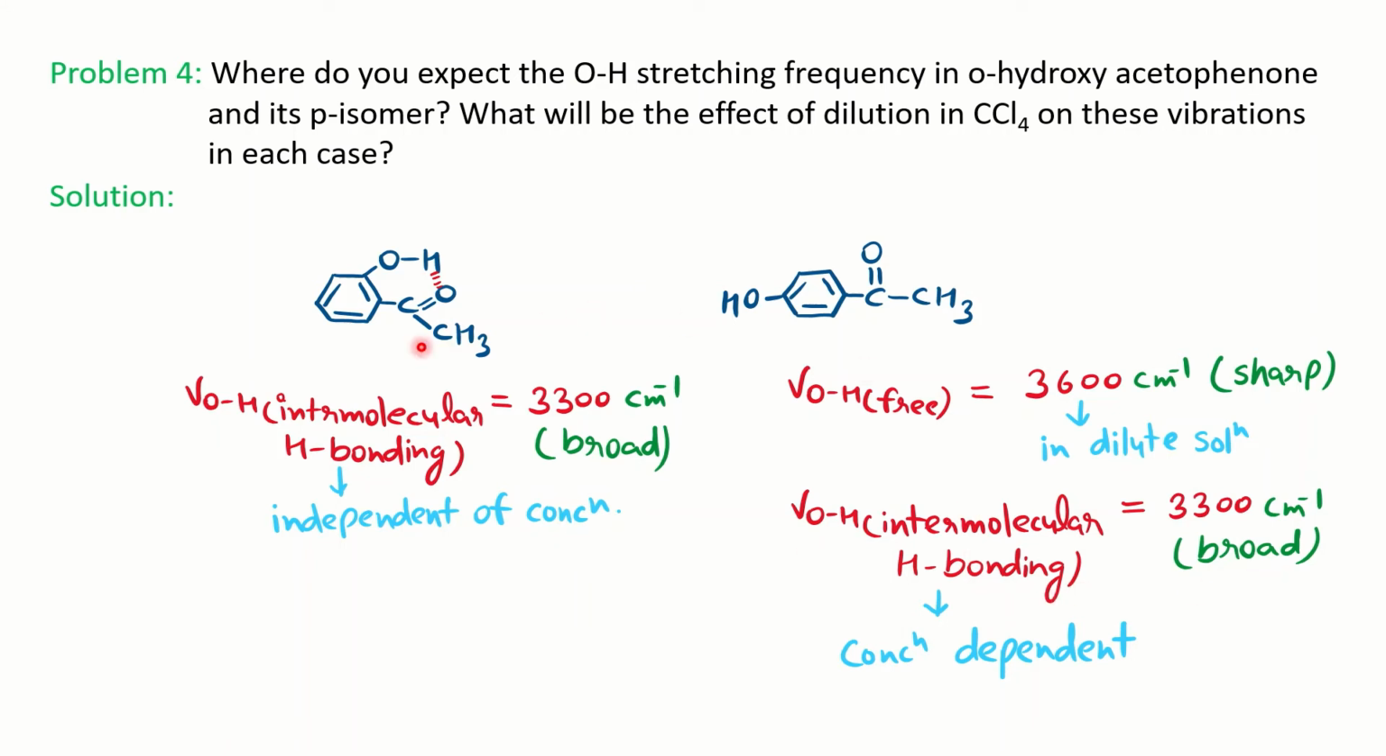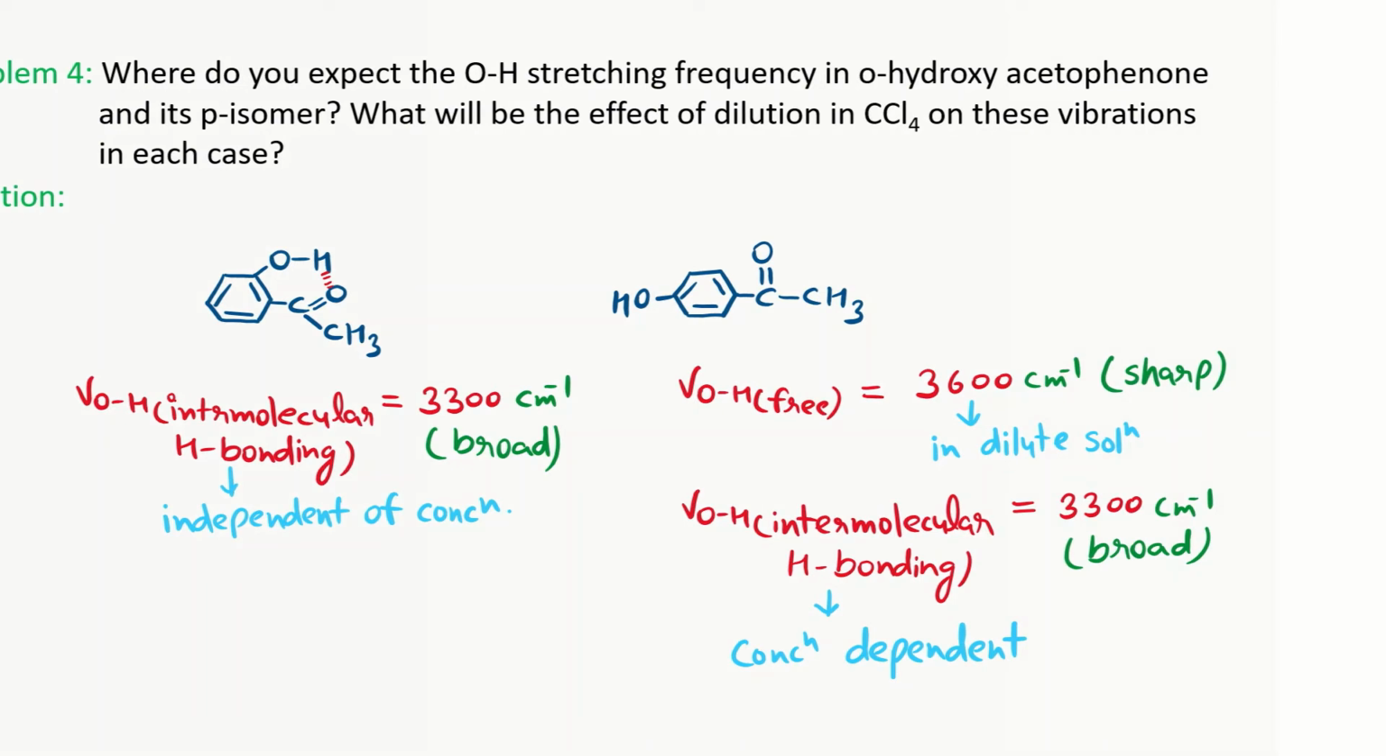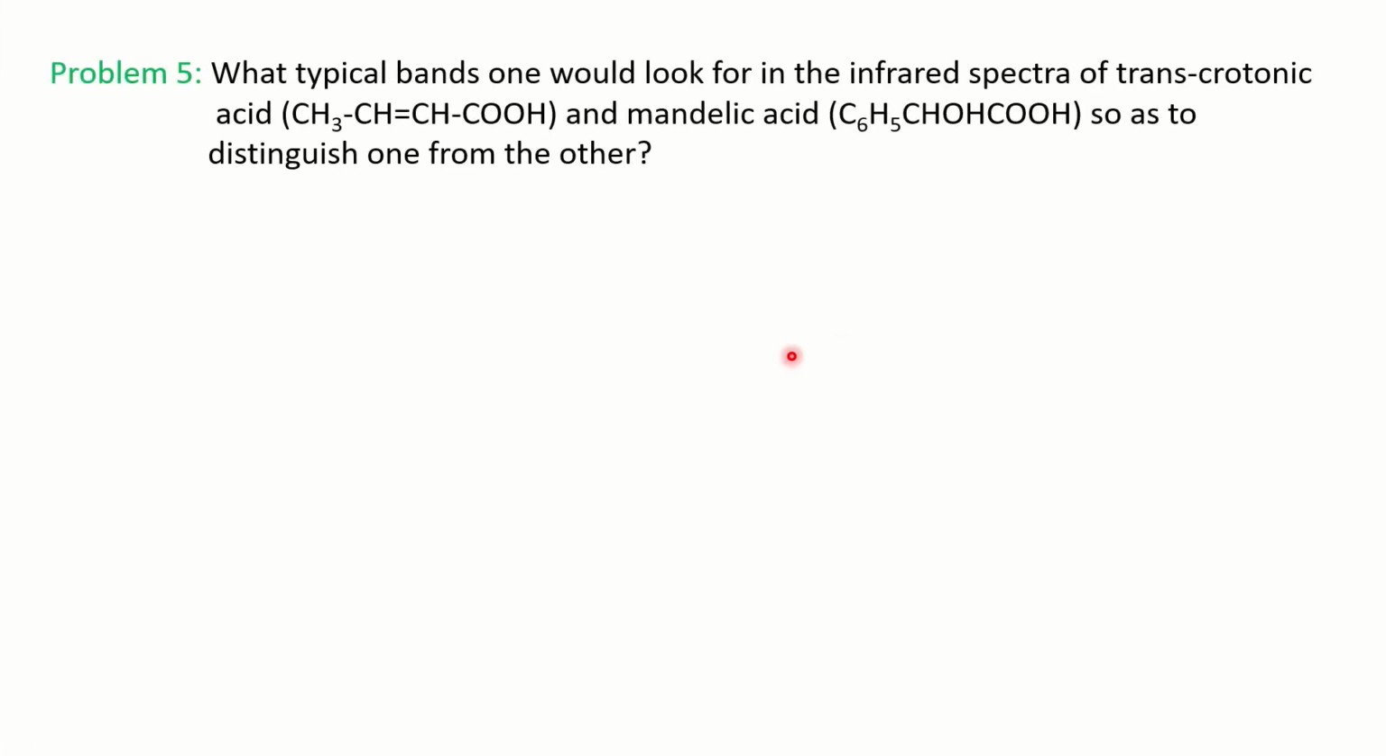The second point, you can also identify and distinguish based on the CH bending. For ortho disubstituted and for para disubstituted, we have different values that we have seen in the previous problem. This is the last problem for us, to see the differentiation based on the infrared spectra of trans-crotonic acid and mandelic acid. Is it possible to distinguish these two molecules based on IR spectroscopy?